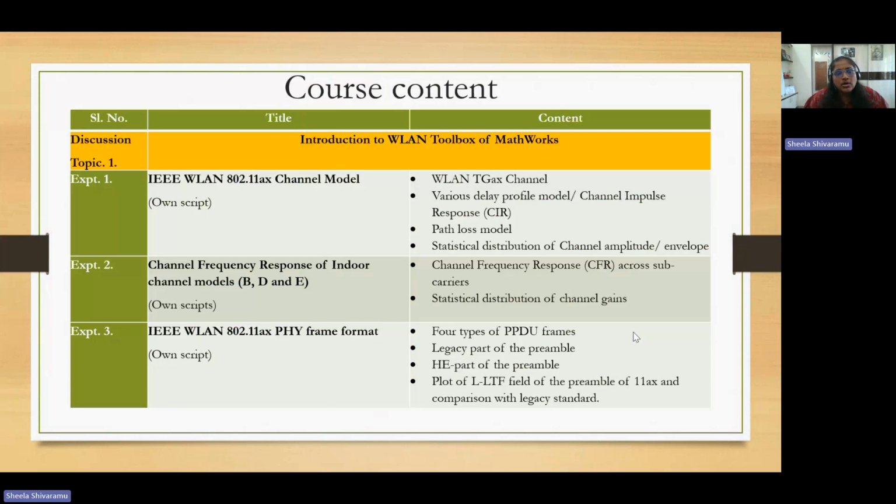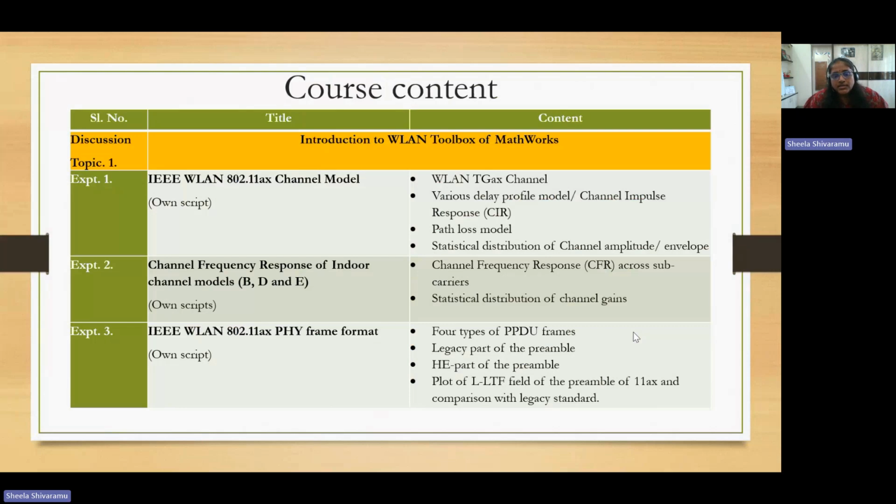Experiment 1 is on IEEE 802.11ax channel model. Here we discuss various delay profiles, the channel impulse response of various delay profile models, the path loss model, and the statistical distribution of the channel amplitude or the channel envelope. Here we dig deeper in order to understand the difference between the different channel fading models such as Rayleigh, Rician, Nakagami, etc.